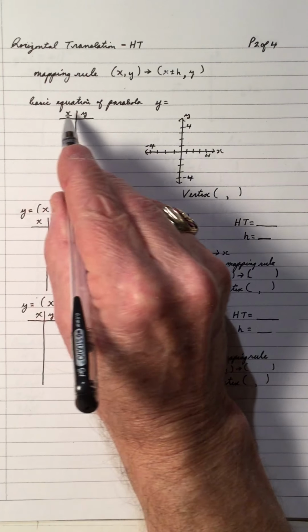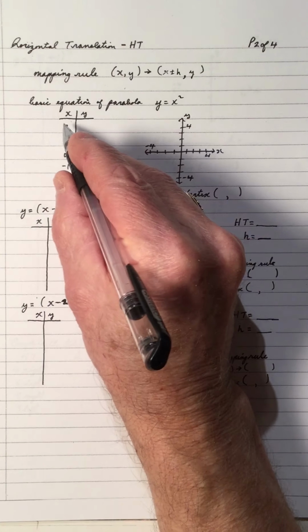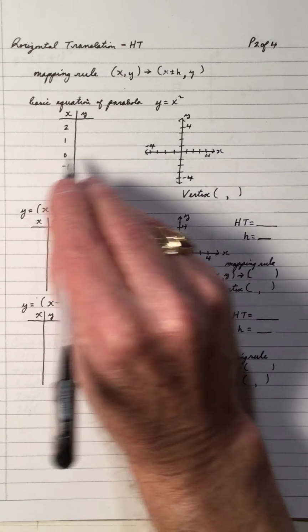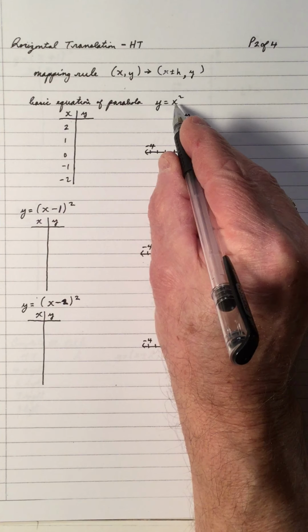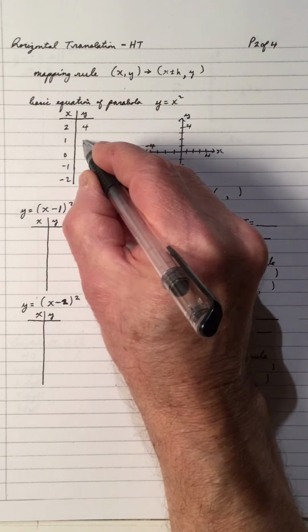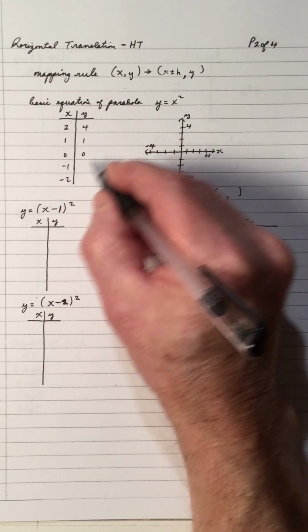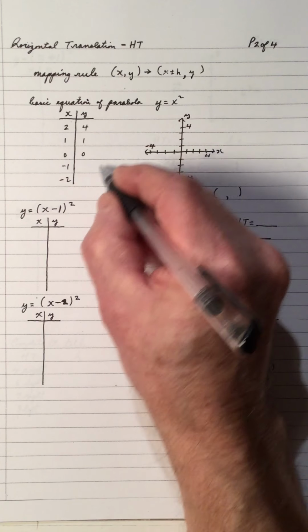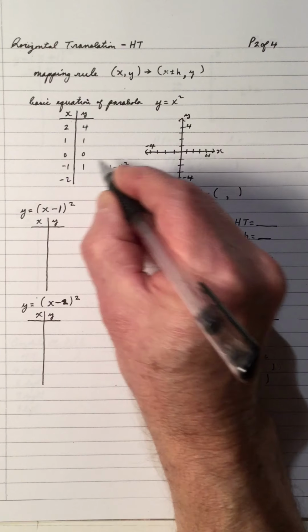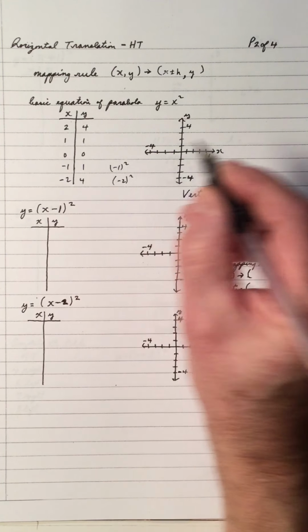So let's look at the basic equation of a parabola, which is y equals x squared. Again, the x coordinates are 2, 1, 0, negative 1, negative 2. When you put a 2 in, 2 squared is 4. Put a 1 in, and you get 1 squared is 1. Put a 0, you get a 0. Put a negative 1 and you square it, so it's a 1. Then you do negative 2, and you square it, and you get a 4.